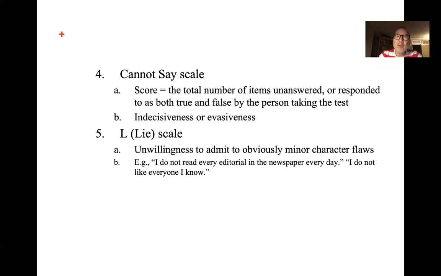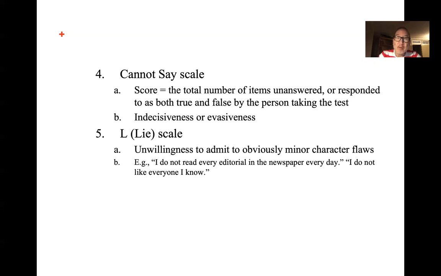Alrighty. Or, sometimes people don't want to answer some items. That happens. But if there are a significantly high number of omissions, that will show up on the cannot say scale. So it's kind of like, hey, I cannot say one way or the other. And it may suggest mild indecisiveness, or really just full-blown outright evasiveness. All right. So it depends. Again, it depends on how high they are on this scale.